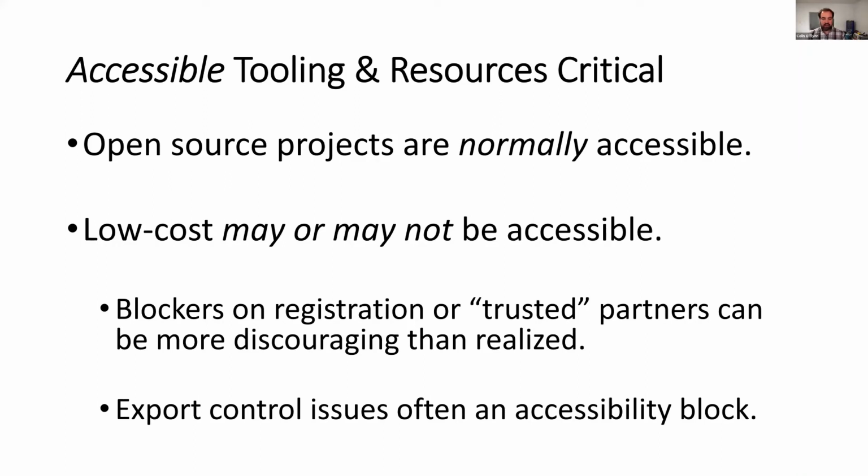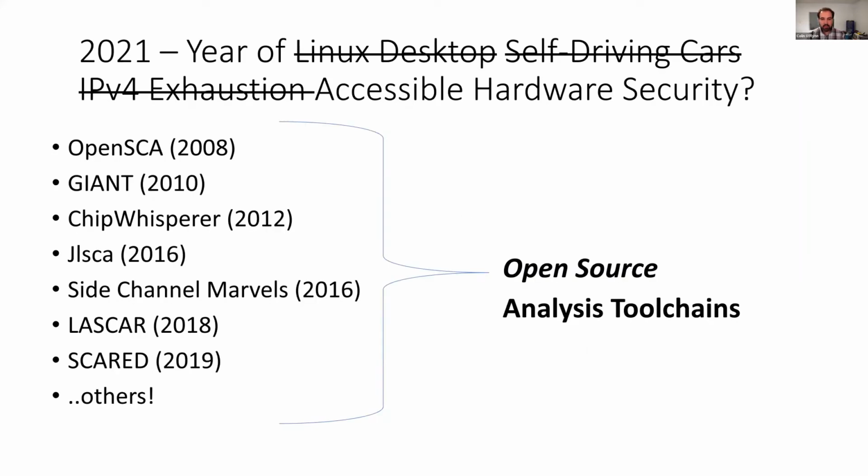So there's an interesting, careful balance here that's really needed. But the claim I'm making is that 2021 is the year of... well, Linux desktop, not that. IPv4 is still going strong, but accessible hardware security, we can do that.